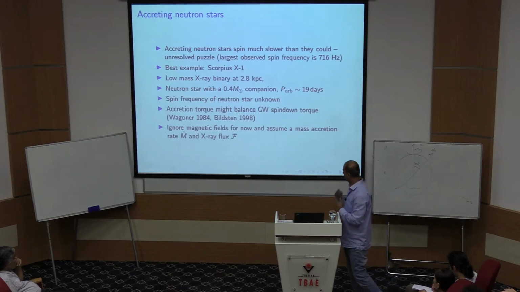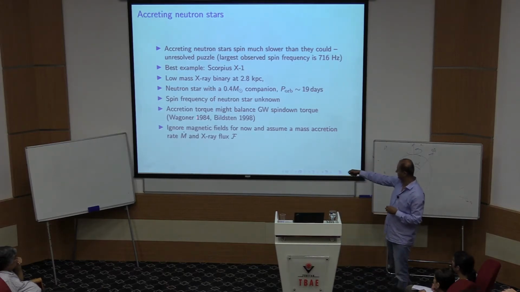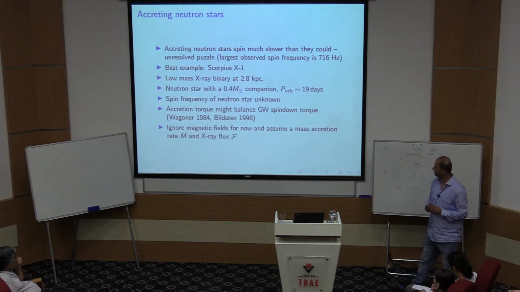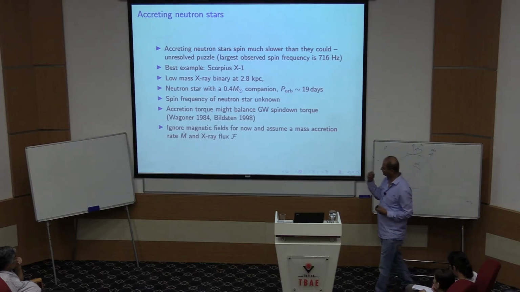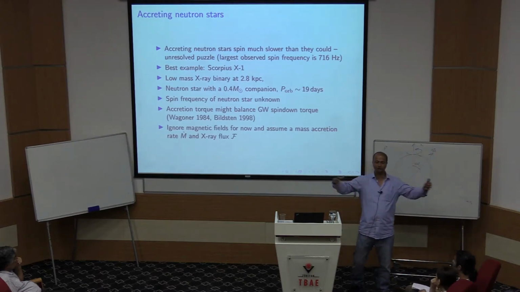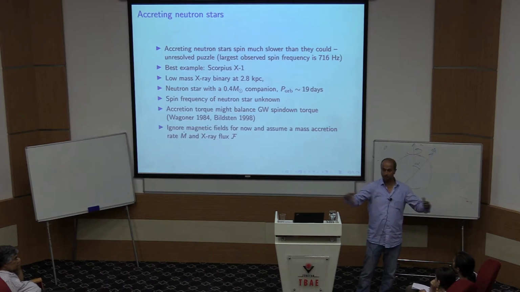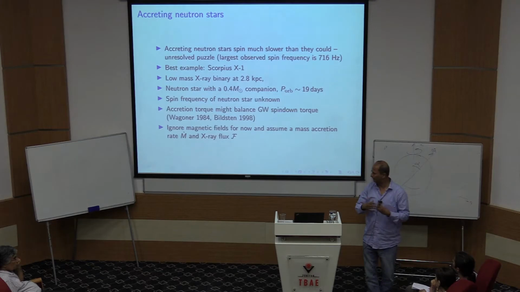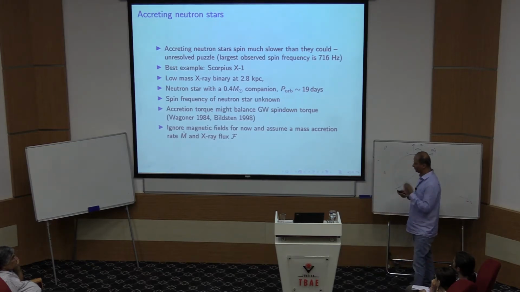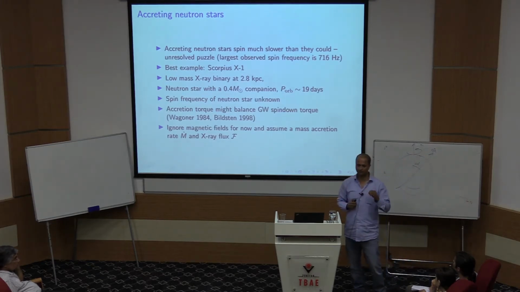So now there's a nice argument, which goes back to Bildsten and Wagoner before that, which is you might have a scenario in which you have stuff falling on the neutron star that is spinning it up, and the emission of gravitational waves that is spinning it down. They could balance between these two effects. Okay? And say, well, why is it interesting?